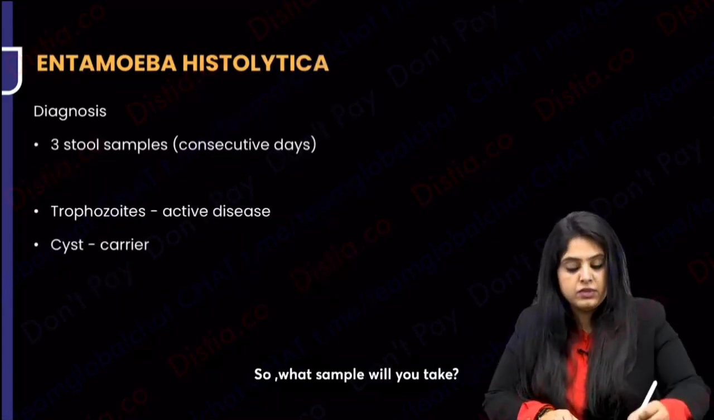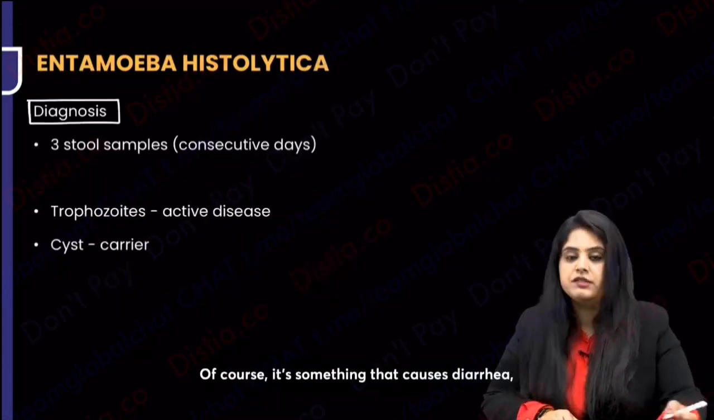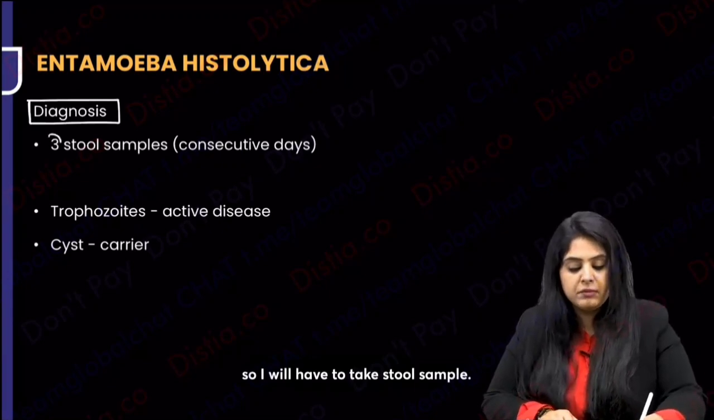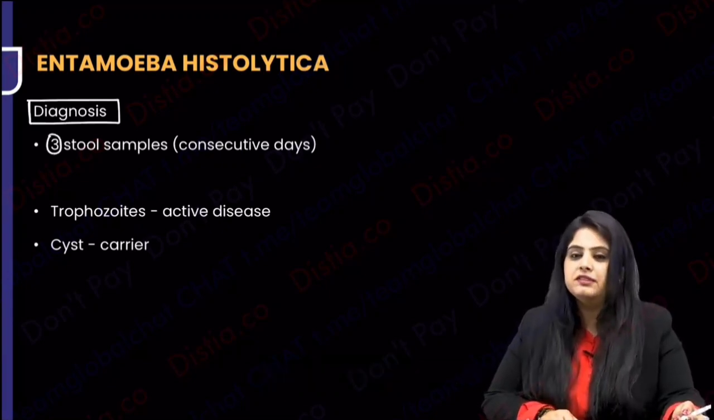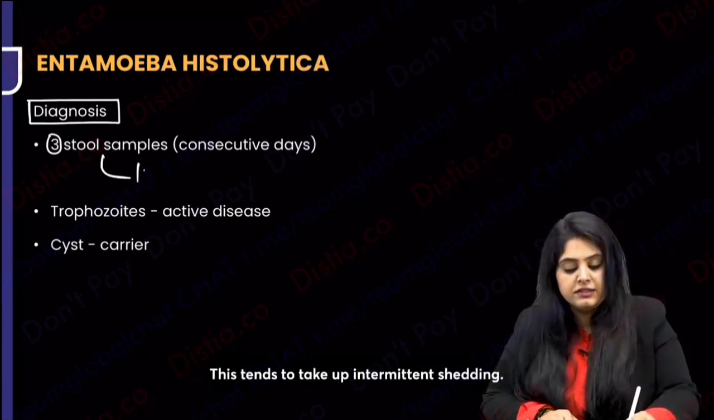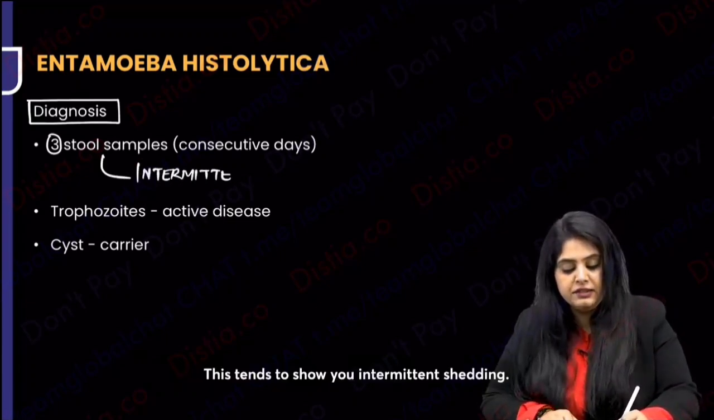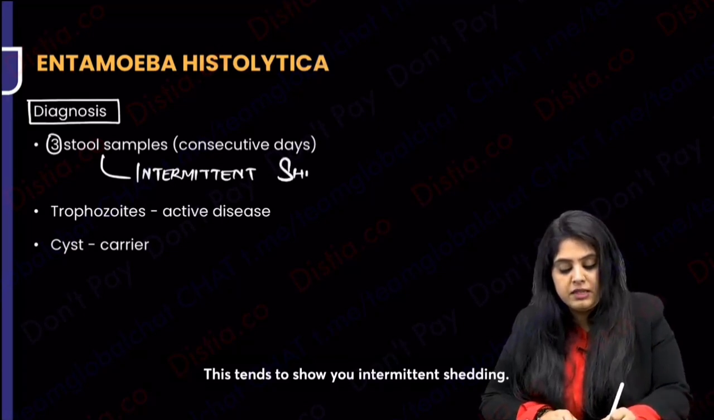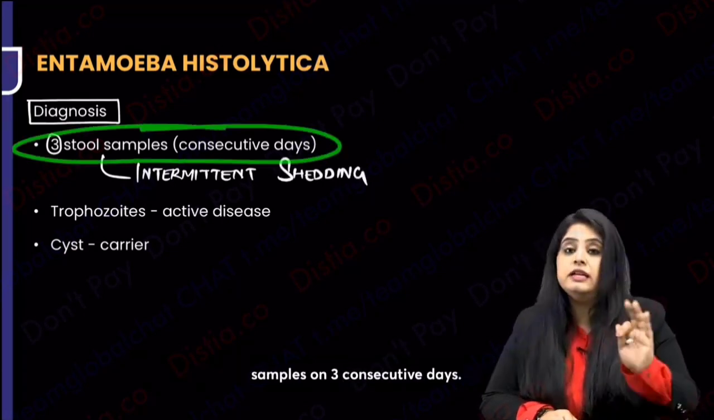On that note, now let's start off with the diagnostic part of Entamoeba histolytica. So what sample will you take? Of course, it's something that causes diarrhea, so I'll have to take a stool sample. But why have I written 3 stool samples? Because this is not shed off in the diarrhea sample every day. This tends to show you intermittent shedding. This means you are going to take the stool samples on 3 consecutive days.